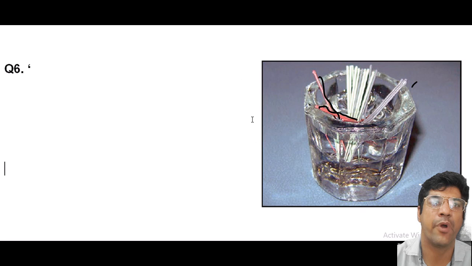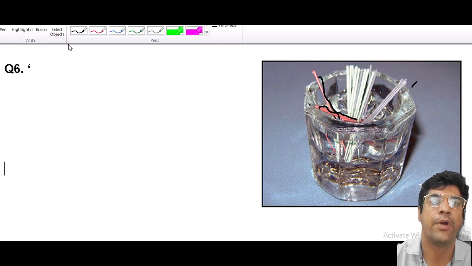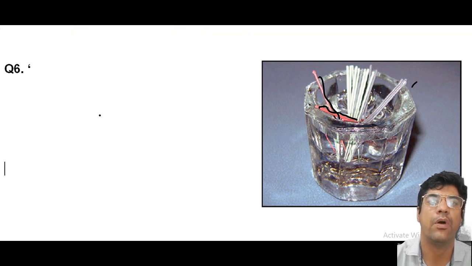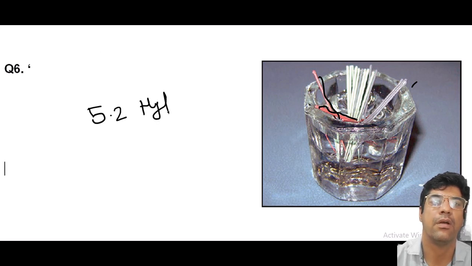Other question is, to sterilize the gutta percha, we use, remember, 5.25% sodium hypo for 1 minute. So 5.25% of sodium hypo for 1 minute.